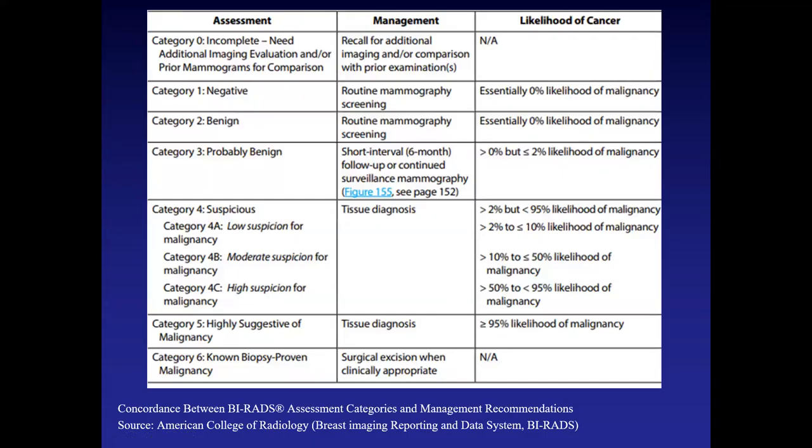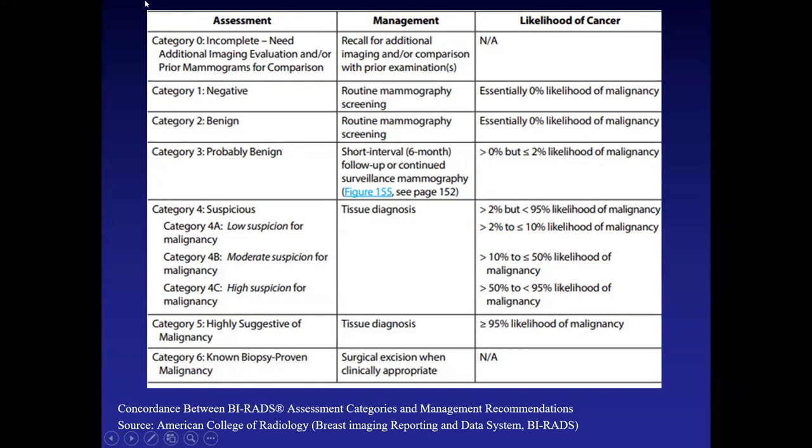Now, I'm going to use this slide, which is a busy slide, and I need you to just stay with this for a little while so that we can talk about how our radiologists are looking at these breast cases, what language they use, and what all of these criteria really mean. That is looking at the concordance between BI-RADS assessment categories and management recommendation. This is taken from the American College of Radiology reporting system. They are using the BI-RADS system, where the score is category 0 all the way to category 6.